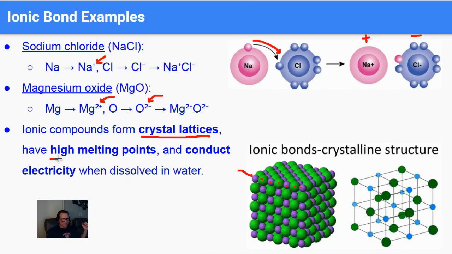They have high melting points because ionic bonds are very, very strong. So it's hard for them to melt. They don't melt very easily under high temperature, and they do conduct electricity very well when dissolved in water. All right, so that is an ionic bond. Only one more slide.